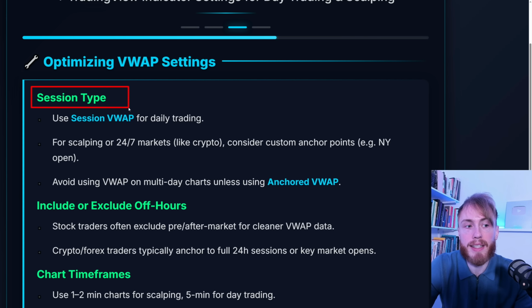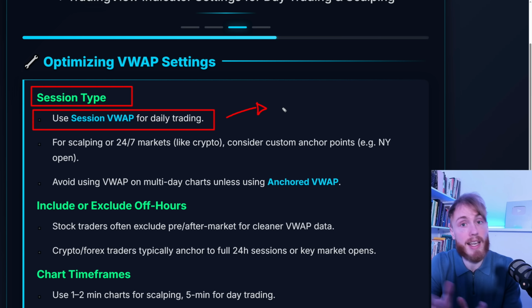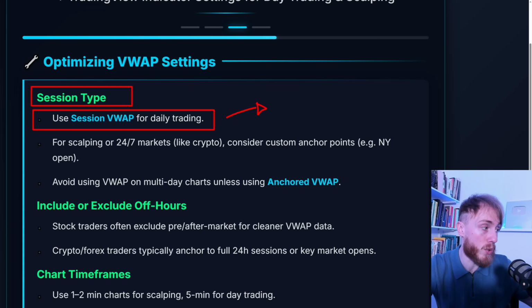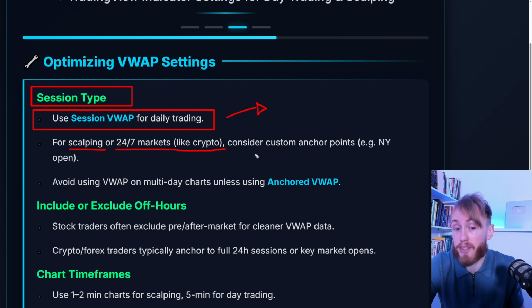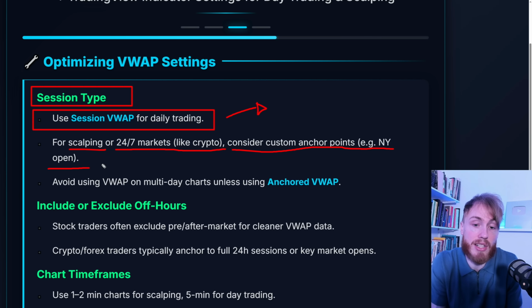Well, the first thing we should have in mind is the session type. The common way to use the VWAP is to use the session VWAP for daily trading, and this was what I showed you guys earlier. For example, when we looked at Bitcoin, you saw that the VWAP resets at the beginning of every day. This is the most common setting. But for scalping or 24/7 markets like crypto, you can consider custom anchor points. So maybe you want to change the setting for Bitcoin to only be open during, let's say, the New York session or the Asia session and so on. There are special VWAP indicators for that too.